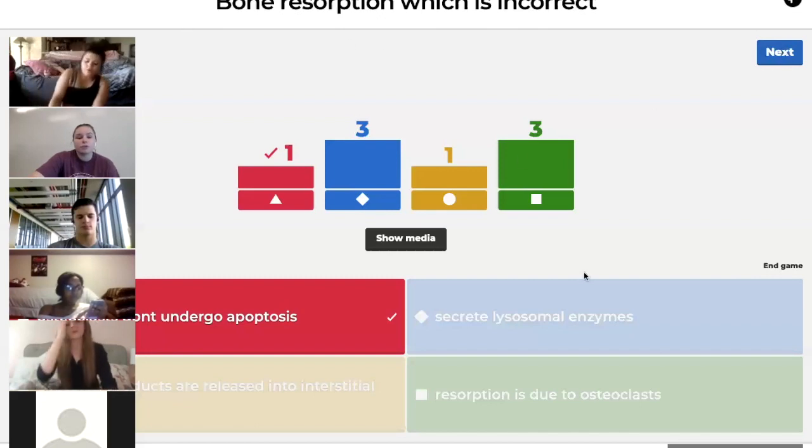So then for bone resorption, we do secrete lysosomal enzymes. The digestive products are released into interstitial fluid and resorption is due to osteoclasts.